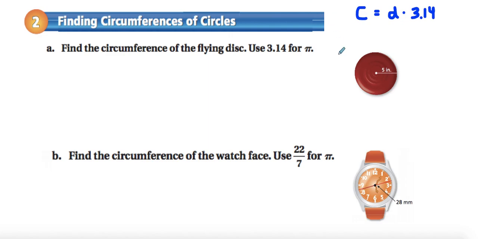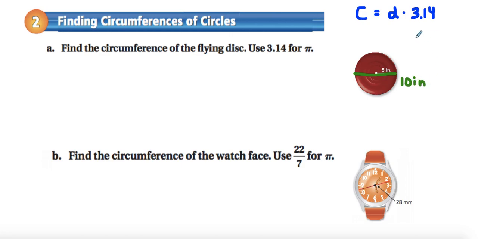Now, in this problem, I see my flying disc, and what's labeled is my radius. It's my length from my center to the point on my circle. But my formula wants diameter. So what I need to do is I need to take my length, 5 inches, and I know this length here that's not labeled, this is also 5 inches. So the diameter of my shape here is going to be 10 inches long.